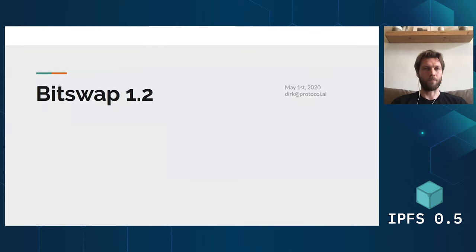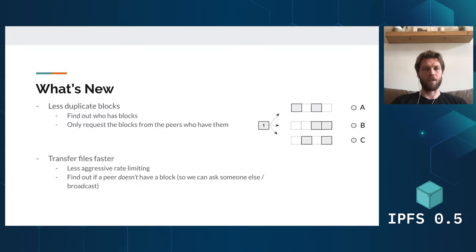Bitswap 1.2. So basically the headline items are that you should get a lot less duplicate blocks coming over your network. And the reason for that is we can now, instead of just asking for a block, we can ask who has the block. So we can be a little bit more specific in how we direct our requests.